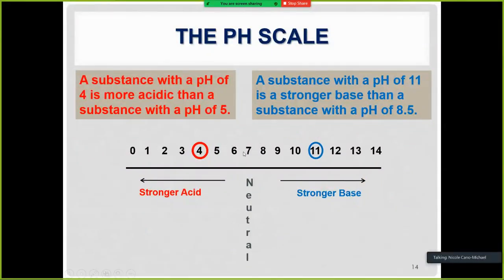Again, the further away from 7 that you are going to get, the stronger the substance becomes. So if I'm down here in the 0, 1, 2, 2.5, 3 area, then those are strong acids. If I'm in the 6, 5, 4, 3.5 area, then those are weaker acids. Again, further from 7, the higher towards 12, 13, 14 I get, those are going to be strong bases. 8, 9, 10, 11-ish, I guess, are going to be the weaker ones.